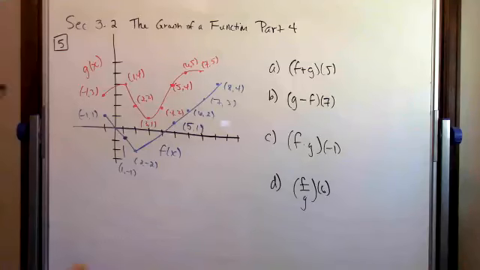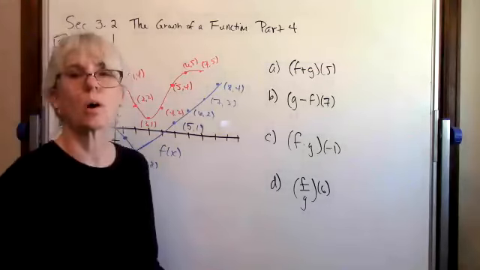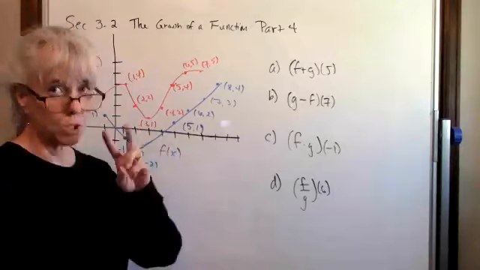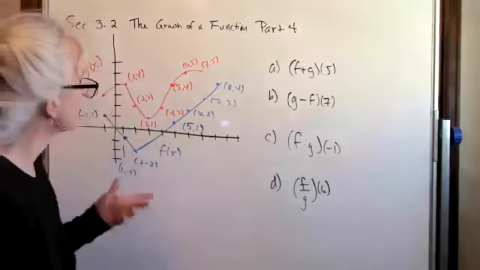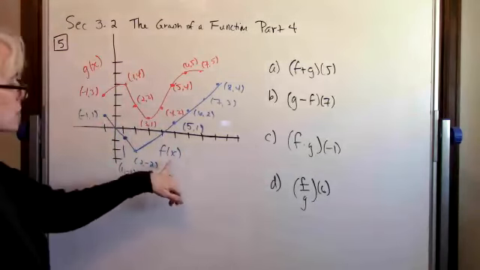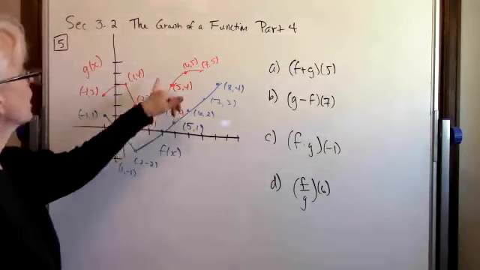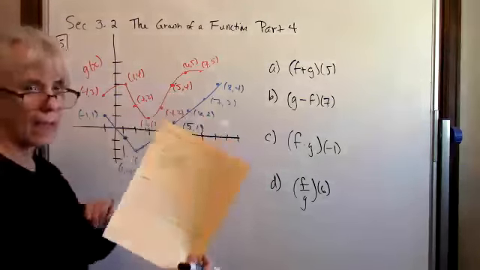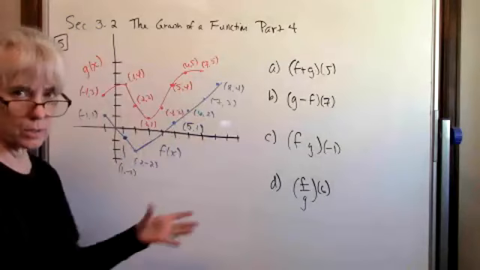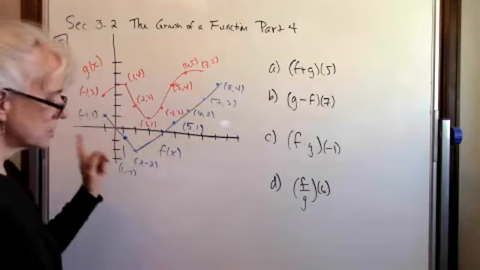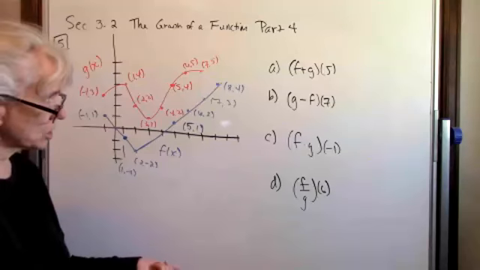So in the final part of section 3.2, this is part 4, we have the graph of two different functions, and I've graphed them in two different colors so we can tell them apart. My f function is in blue and my g function is in red. They're on the handout, but they are graphed on the board also so we can talk about them.